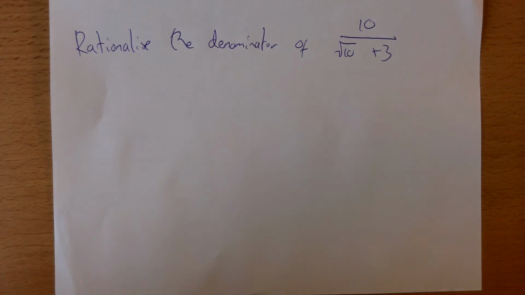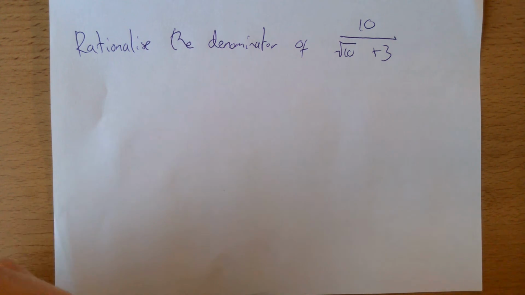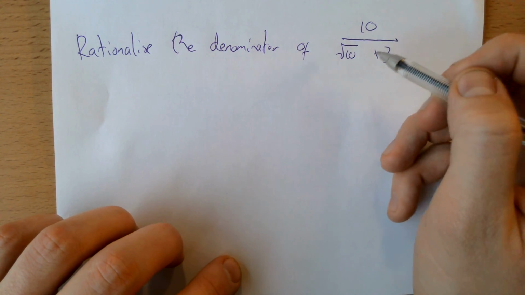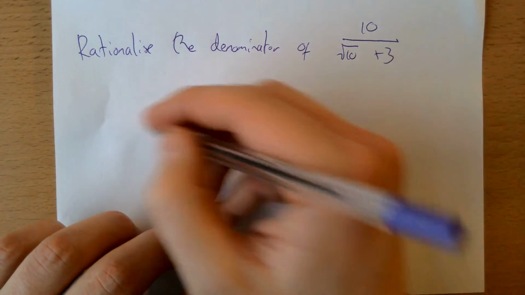Last one then. Last bit of surds. Well done if you stuck at it this far, really well done. You're going to have surds nailed down, and that's going to be extra marks in our next set of papers. Rationalise the denominator of 10 over root 10 plus 3.